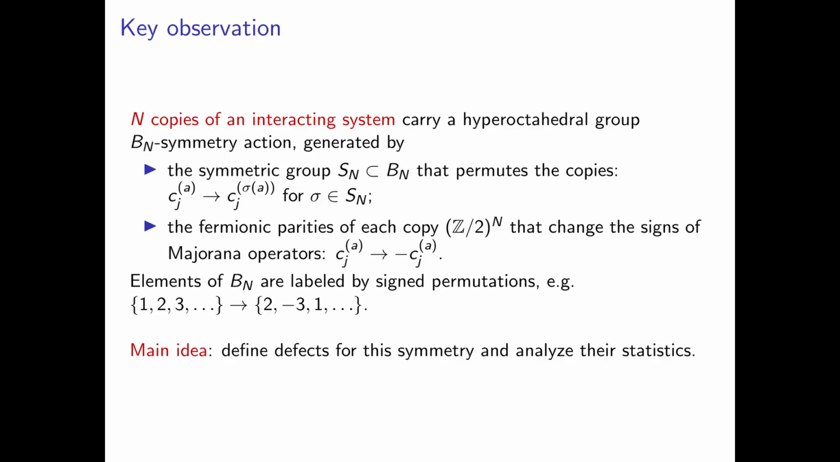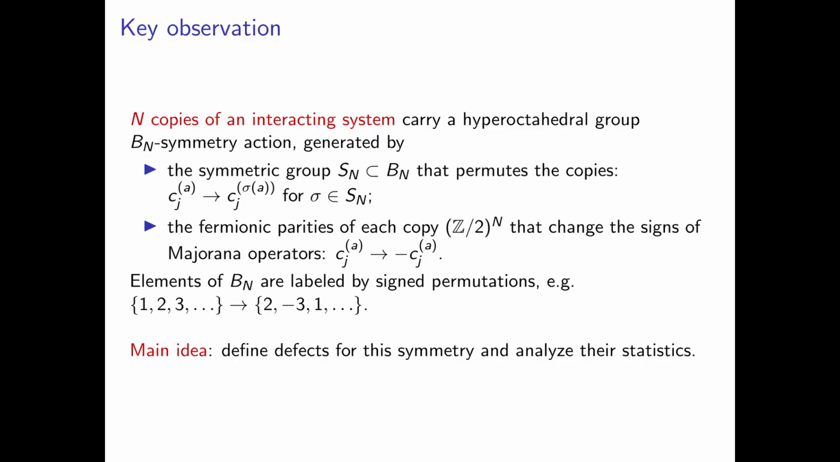So first, we'll make the following key observation. If you consider just an arbitrary interacting system, a single layer, then it doesn't have much symmetry. The only symmetry that we have is fermionic parity, which changes signs of Majorana modes. But if you take n copies of the system, then it actually does have an interesting group of symmetries. This is the hyperoctahedral group, generated by permutations of these different layers and fermionic parities of each copy. This hyperoctahedral group, B_n, can also be described as the group of symmetries of the n-dimensional cube. Elements of this group can be labeled by permutations with some extra minus signs, which correspond to the fermionic parity.